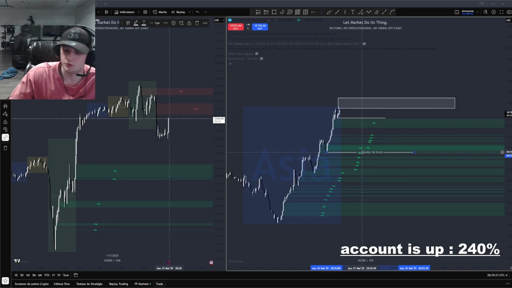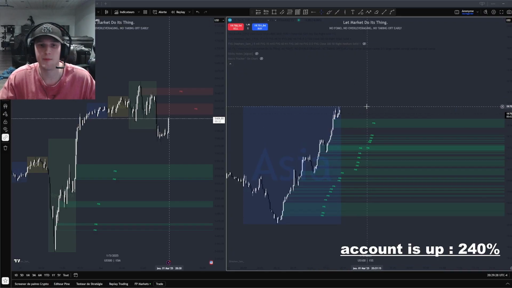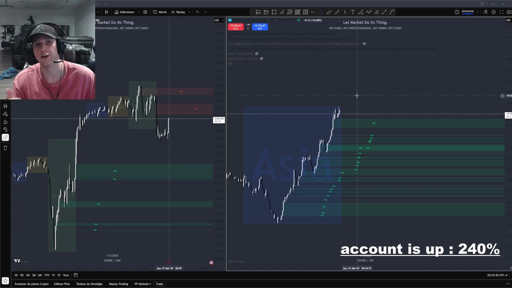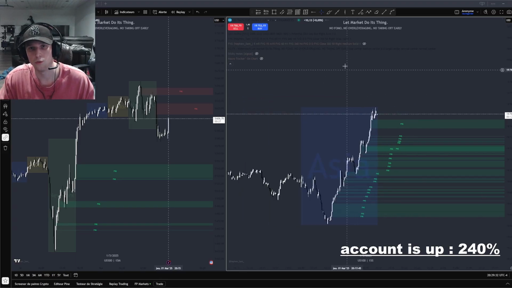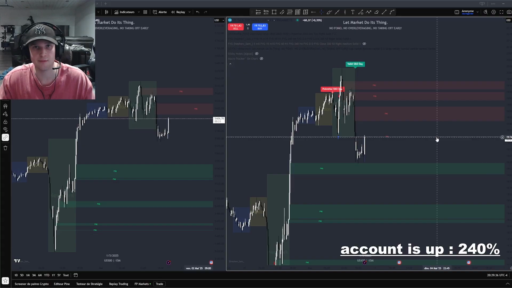So the market structure shift is usually much slower to happen than the CISD. The CISD is kind of like the earlier entry, if you will. So yeah, and it only happens with the aligned time frames. So if that makes any sense at all, good. If it doesn't, hit me up. I'll clear it up for you.